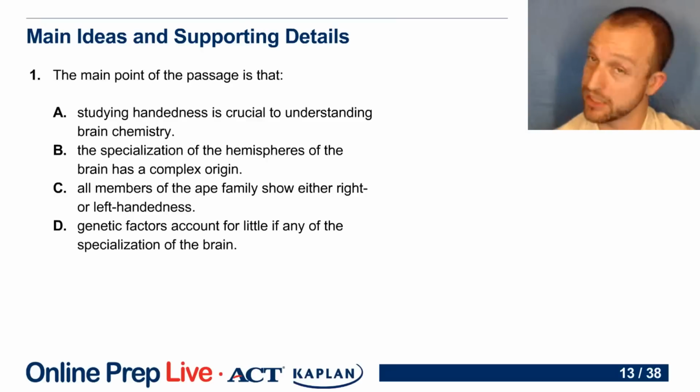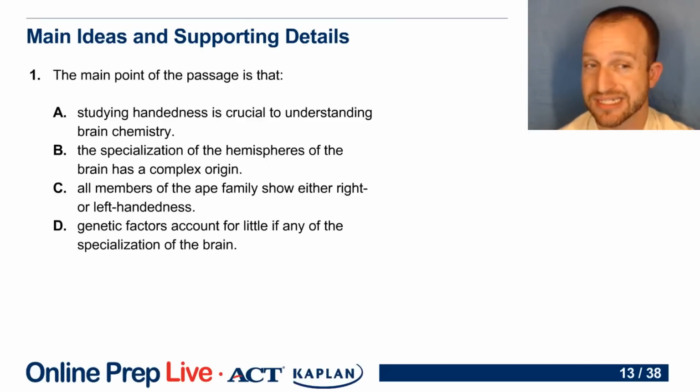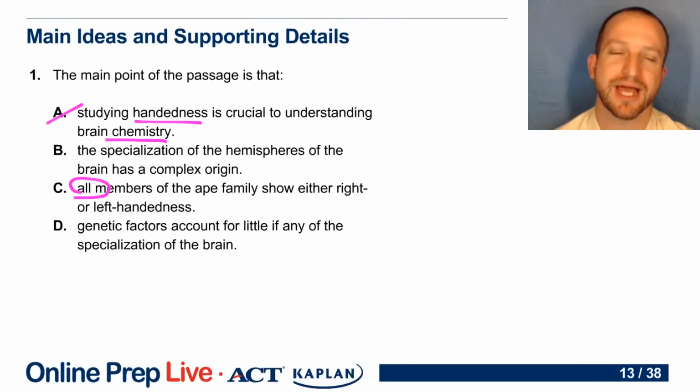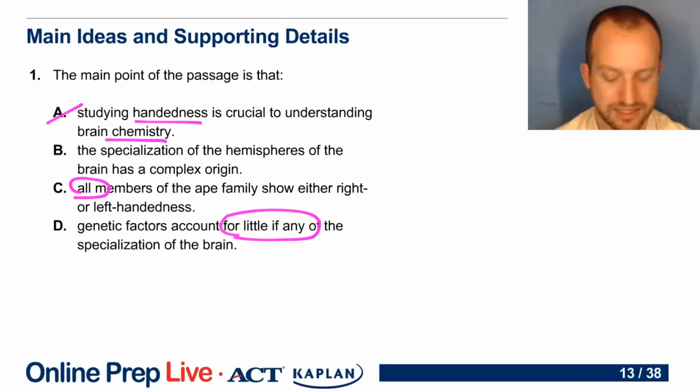A might be tempting. I see a couple people voting for that. Handedness, though, we talked about, is not actually the main reason we're here, nor brain chemistry. We care about hemisphere development. So watch out for the phrasing of A. B, specialization, that sounds like brain development. I like it so far. C, though, all members. And then D, account for little, if any.